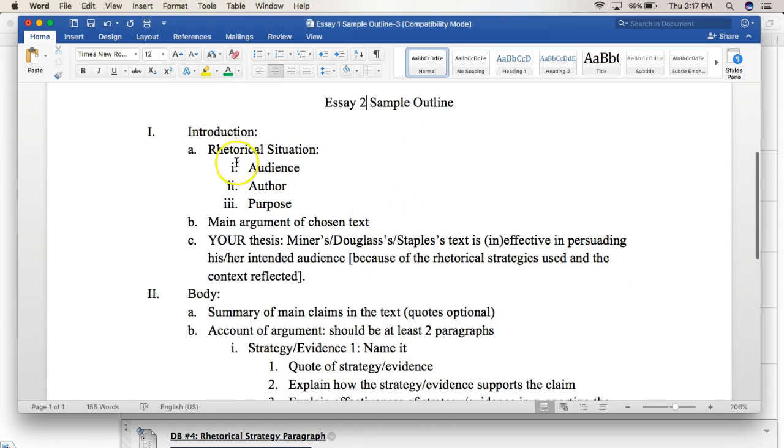So in the introduction, you'll have the rhetorical situation, which was explained in the rhetorical strategies lecture. You need the audience, the author, and the purpose, the main argument of the chosen text, so that's either Miner's, Douglass's, or Staples' text, and then your thesis will be whether or not the audience is persuaded, right? So you can use this kind of structure: Miner's text is effective in persuading his intended audience, or Staples' text is ineffective, or whatever you decide.